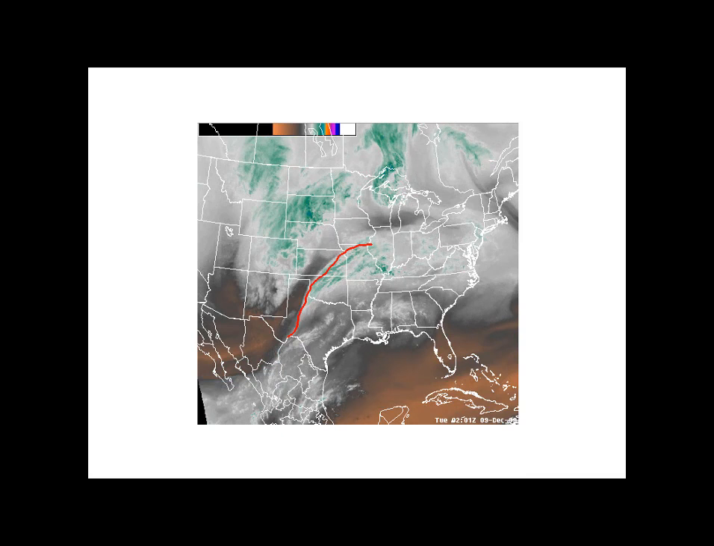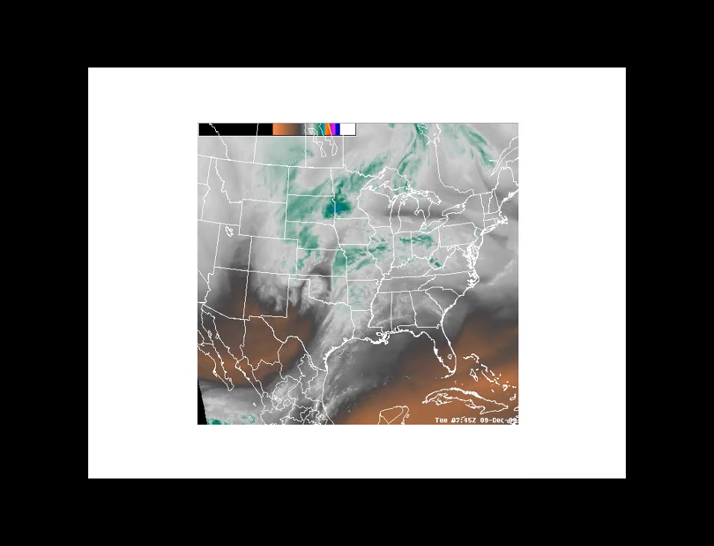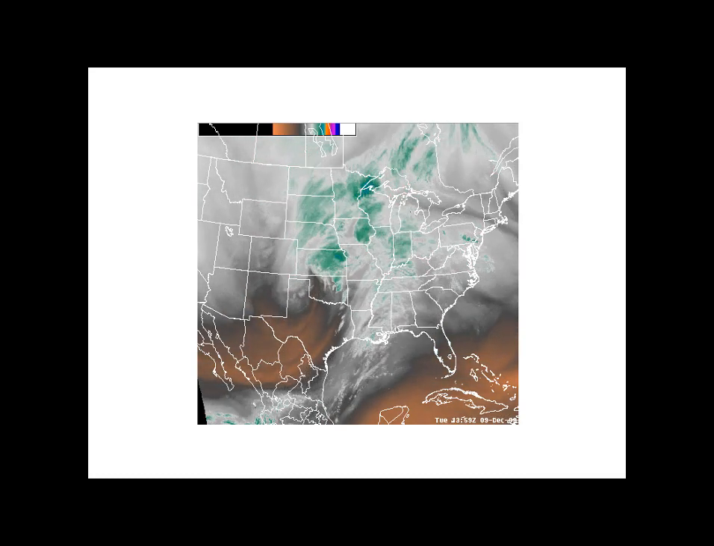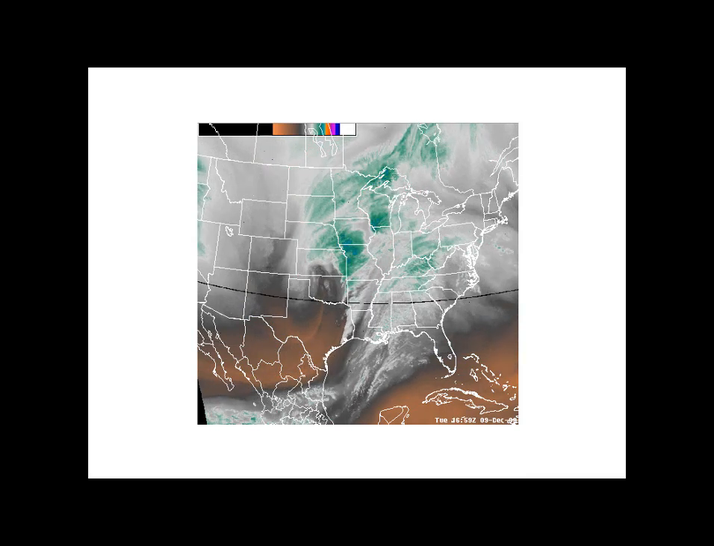By the end of the loop, we notice a couple of important features. We notice the destabilization of the air mass over eastern Texas ahead of the shortwave right in this area, and the development of thunderstorms. And at the same time, we also notice the development of the secondary warm conveyor belts.